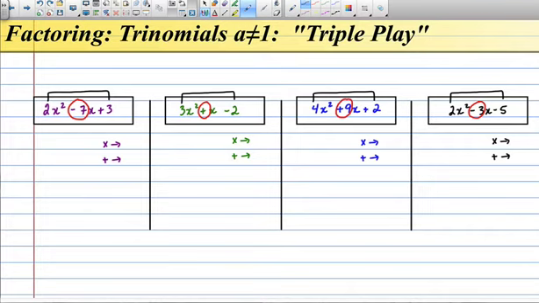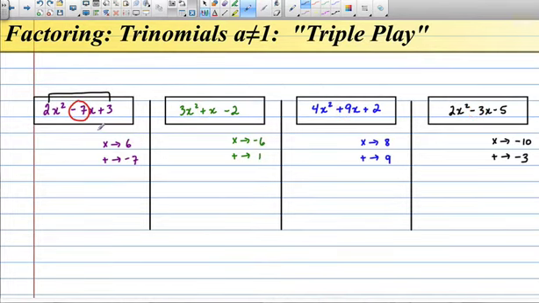Much like a simple trinomial question, we do need to find numbers that multiply to something and combine to something else. Now in the first case, we need to find two numbers that multiply to give us 6 and combine to give a negative 7. Here, multiply to give negative 6, combine to give a plus 1. Multiply to give 8, combine to give plus 9. And multiply to give negative 10, combine to give minus 3.